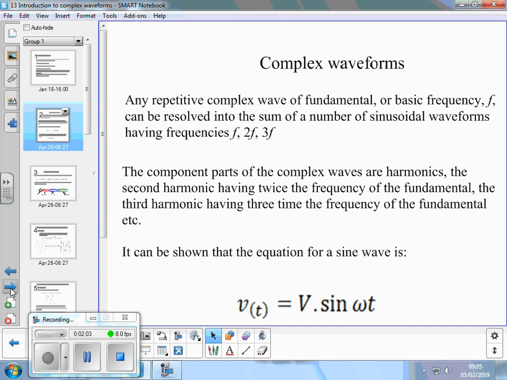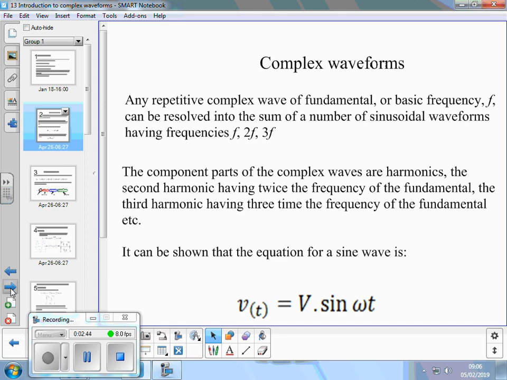As you'll see when we look at Fourier series next week, if you've got a repetitive complex waveform of a particular fundamental frequency, so anything that is cyclic and repeats every so many milliseconds or every so many seconds, complex waveform, it's made up of a fundamental or base frequency, the repetitions, but can be resolved into a sum of a number of sinusoidal waveforms having frequencies f, 2 times f, 3 times f, and so on.